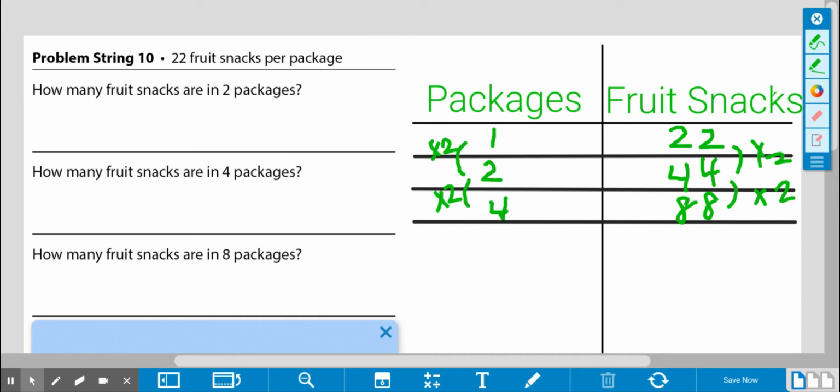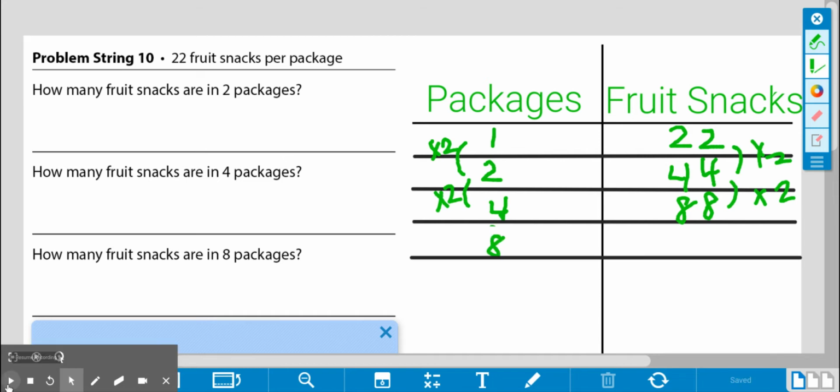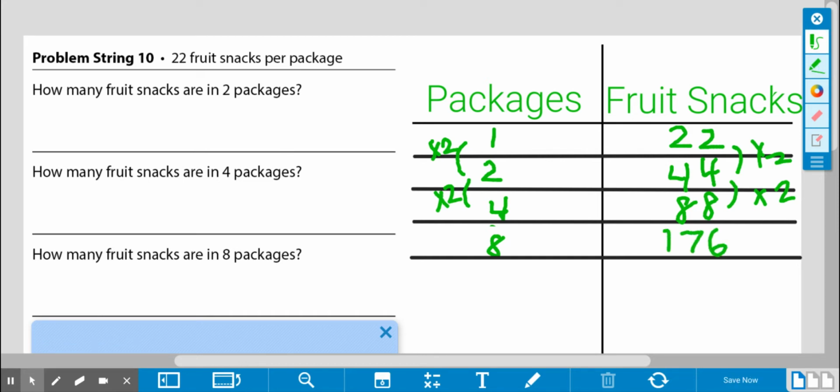All right, we are ready for our next problem. How many fruit snacks, you guessed it, are in 8 packages? So go ahead and figure that out. 8 packages have how many fruit snacks? Maybe you're noticing that our pattern is continuing. So if I have doubled and gone from 4 packages to 8 packages, so are the total number of fruit snacks. When I double 88, I know that 8 doubled is 16. So 80 doubled is 160. So altogether I have 176 fruit snacks, because again, I have doubled the total that I have.